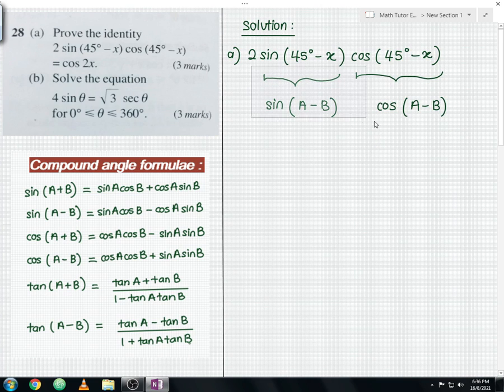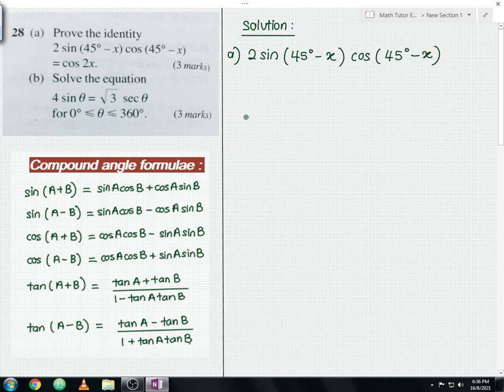So from now, let me remove this. From here, we're going to start to solve the compound angle formulas one by one. It's going to be a tedious working, so please stay with me, guys. So from here, 2, let me put a big square bracket because it's going to be a long working. Let us start to solve the first compound angle first. So from here, sin(45° − x).